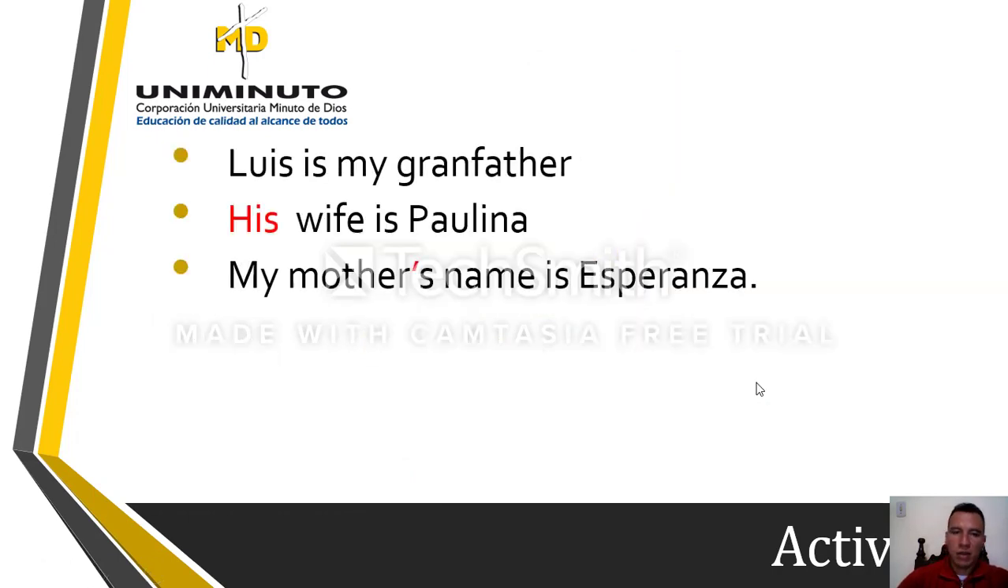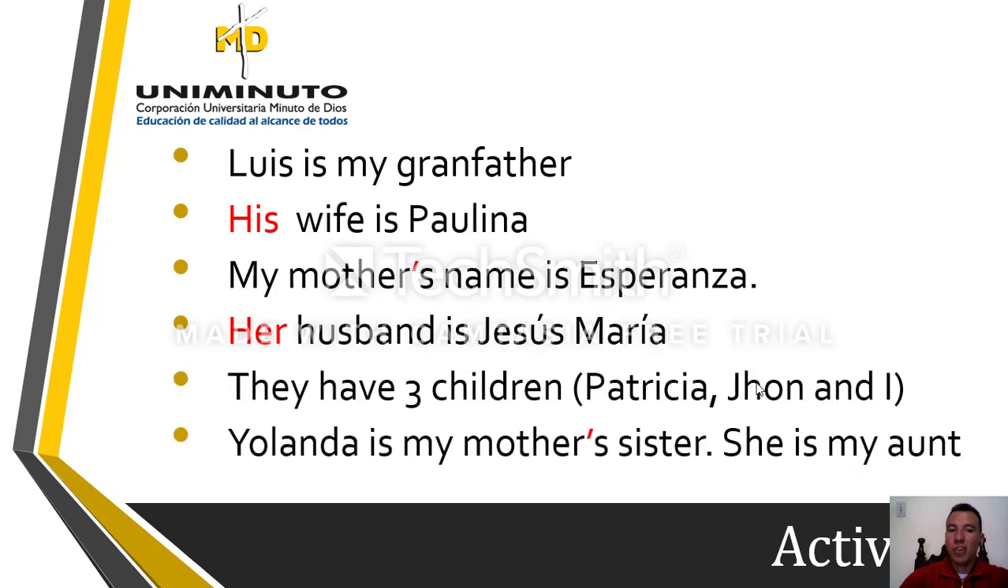Another example, Yolanda is my mother's sister. So in this case, Yolanda is my mother's. This is the possessive case in order to reduce the sentence. Yolanda is my mother's sister. In other words, Yolanda is the sister of my mother. So it's another form to write with the possessive case.